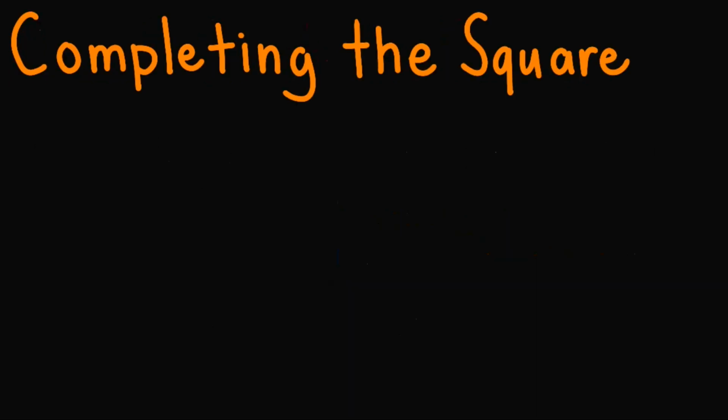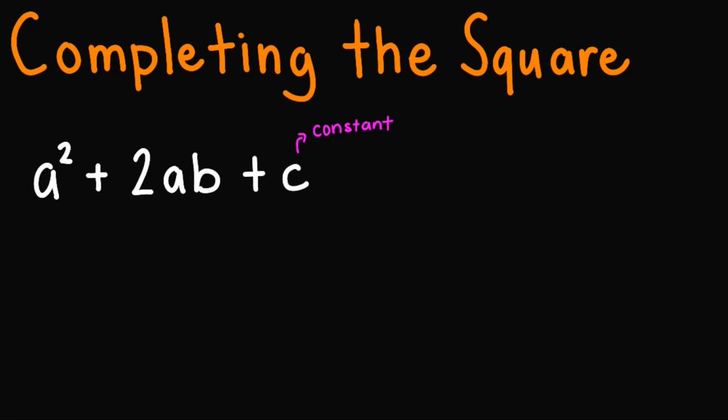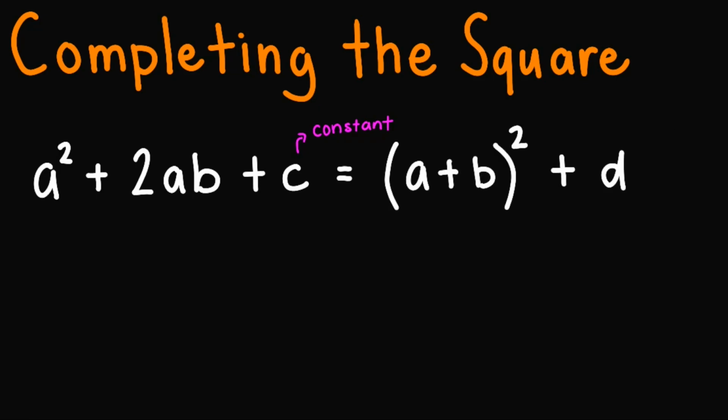So we'll have this. If we are given a squared plus 2ab plus c, where technically c here is just a constant, we'll apply completing the square on this one. Our goal is to make this expression of the form a plus b squared plus d. So how do we do that?